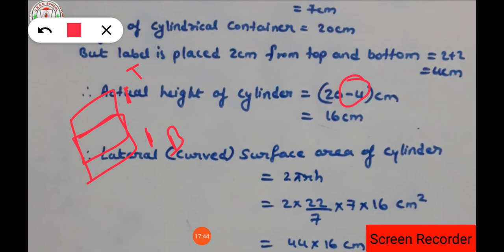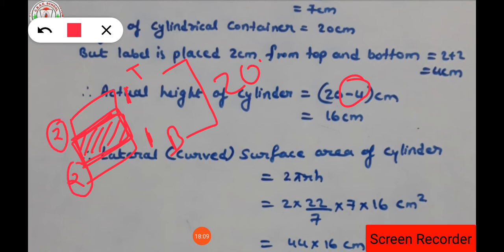Okay, why the subtraction? Because the total height of the cylinder is given as 20, isn't it? But 2 centimeter from the top and 2 centimeter from the bottom of the cylinder is left, and the rest of the area is labeled. So for calculating the height of the label, we have to subtract this 2 from the bottom and 2 from the top. That's why 4 is subtracted from 20 in order to find the height of the label. So that will be 16 centimeter.